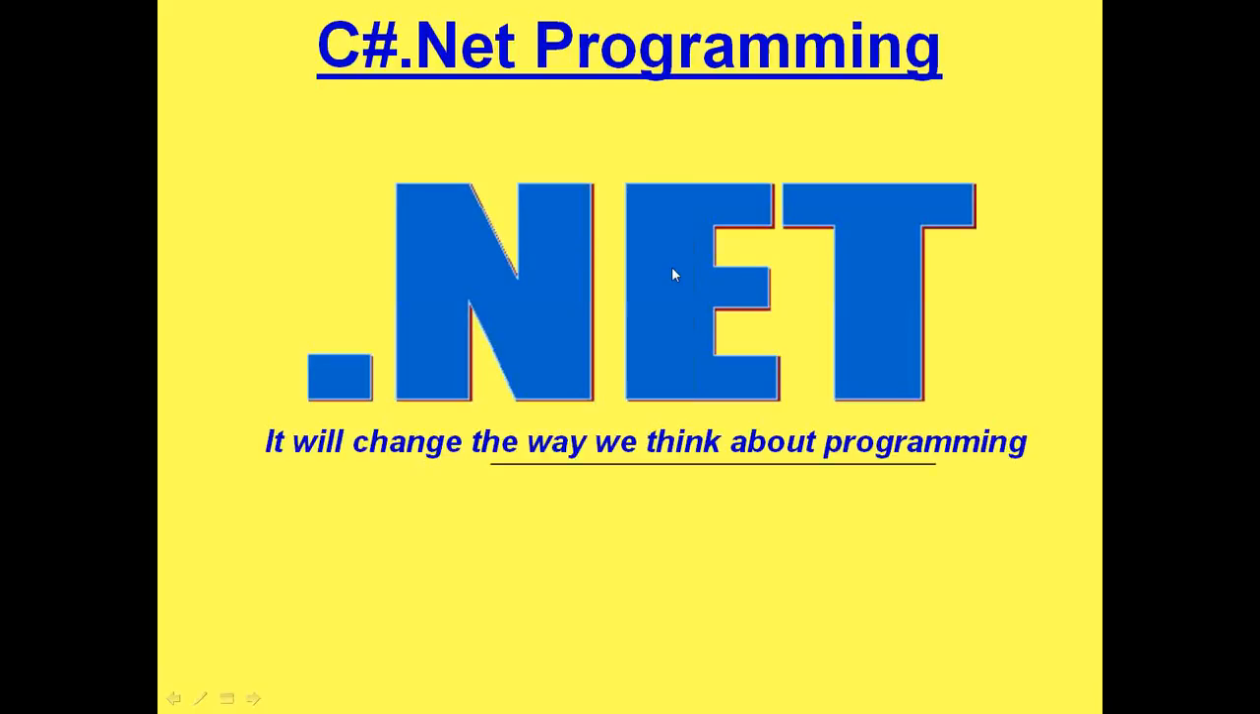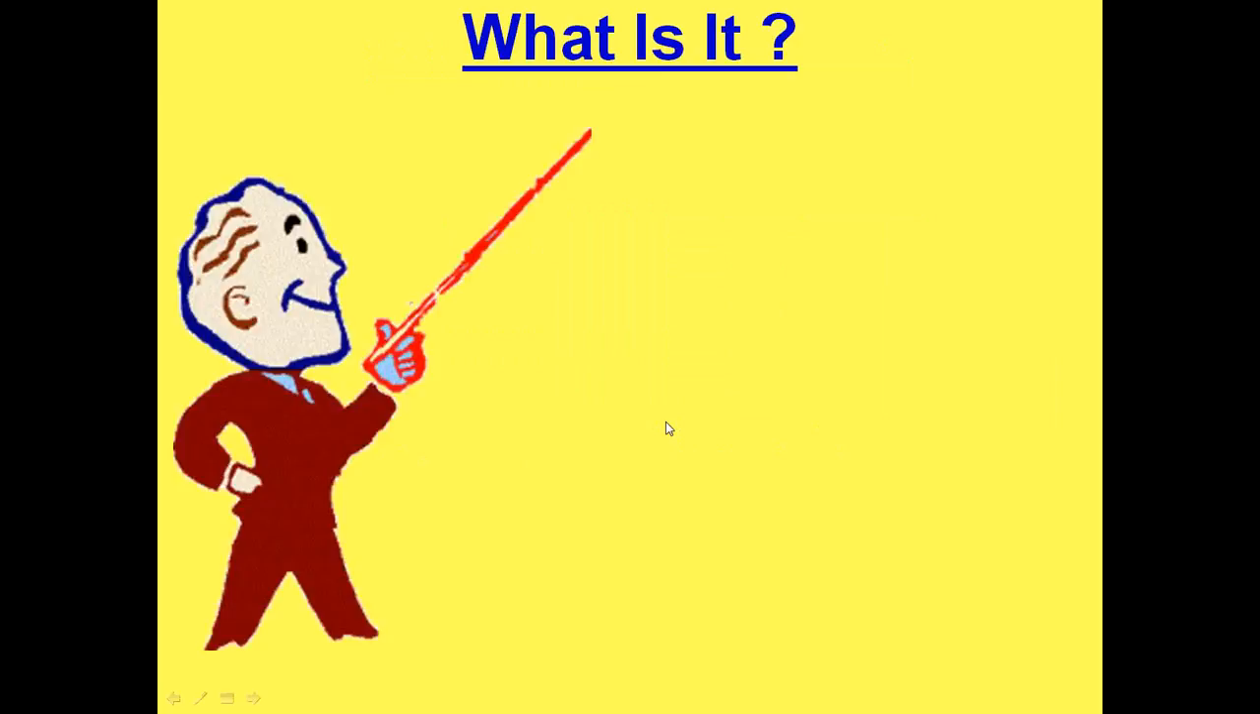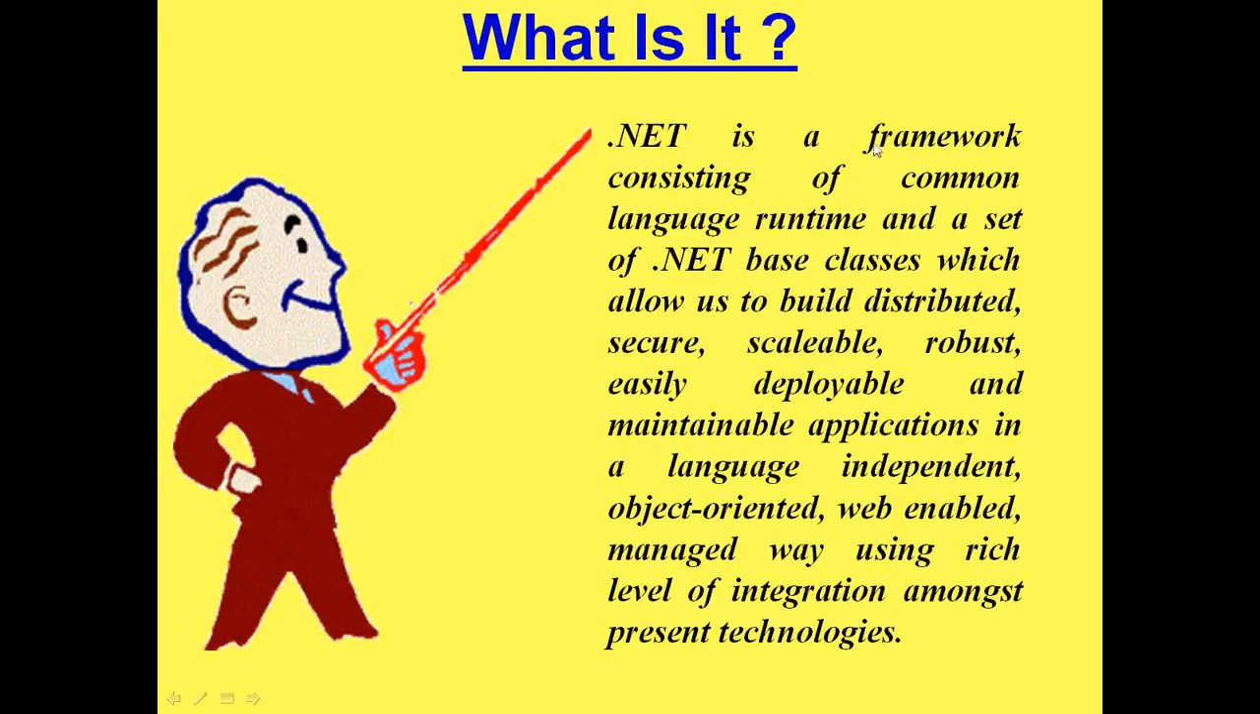In one line, if I can explain, I can say it will change the way we think about programming. Means whatever you think about programming, .NET is going to change your entire thinking. But if you say, what do you mean by this? Please elaborate the definition. So what I can say, .NET is a framework. Now I'm not saying .NET is a language. I'm saying here .NET is a framework.